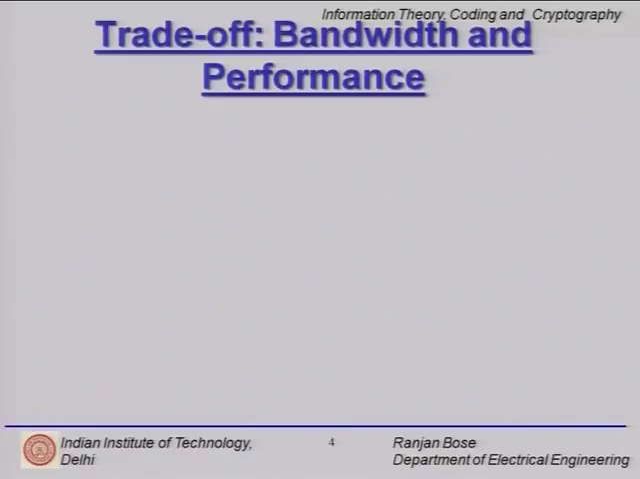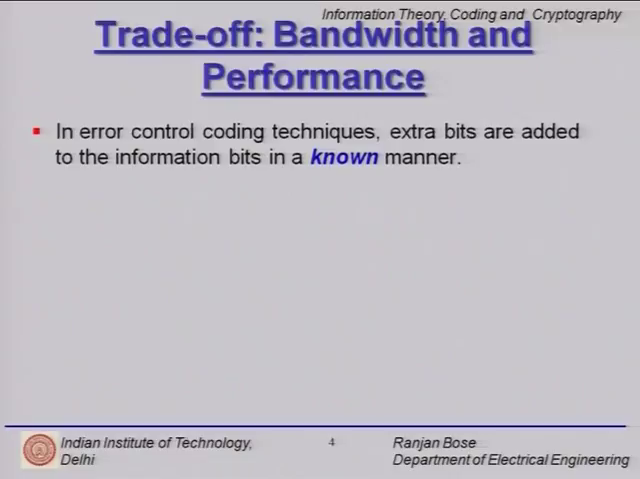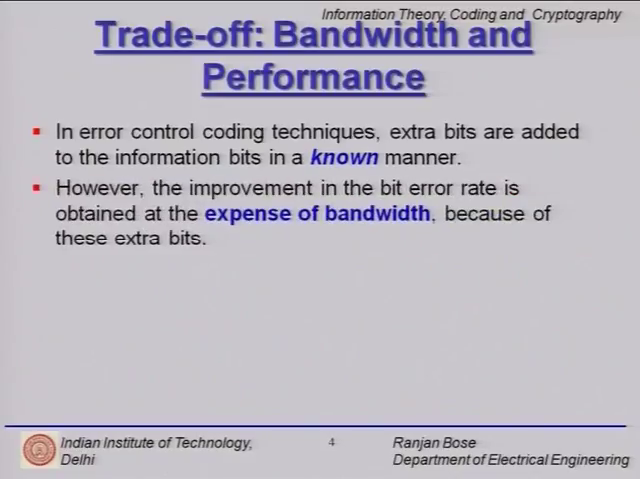So, first let us look at the trade off between bandwidth and performance. We know that in all error control coding techniques, extra bits are added to the information bits in a known manner, therefore, the receiver can decode it. But this is not free. Additional bits come at the expense of additional bandwidth, and as we know, bandwidth is not cheap.